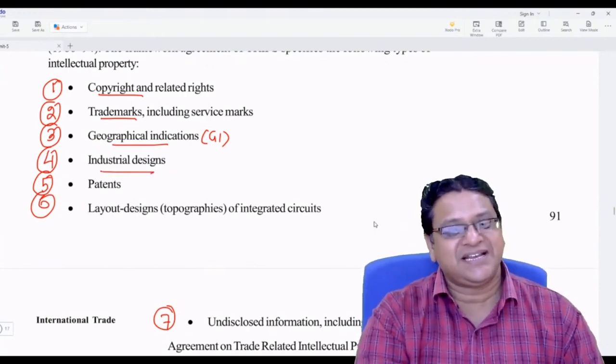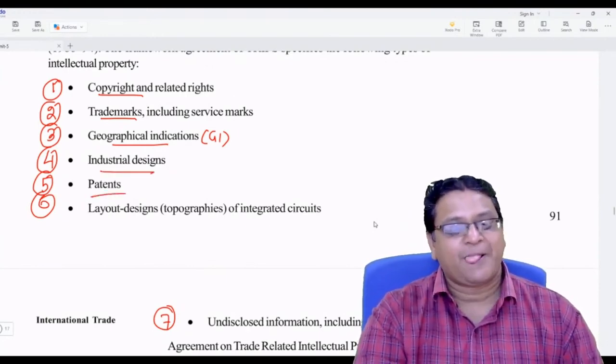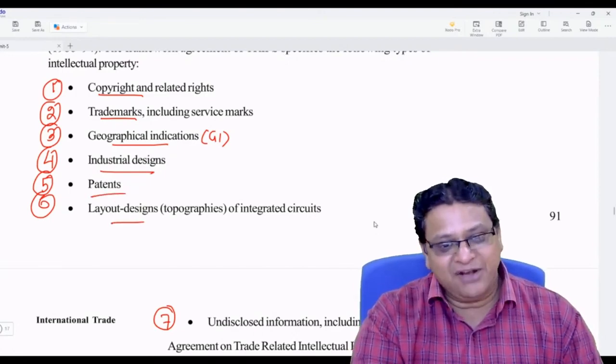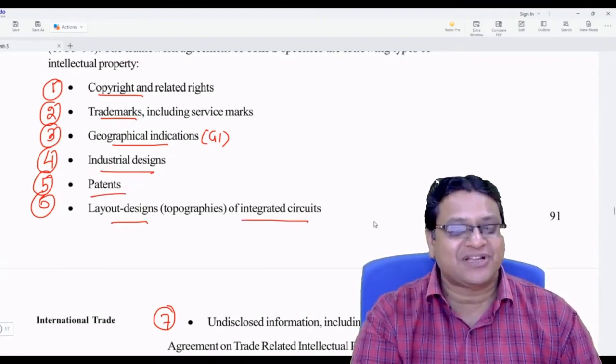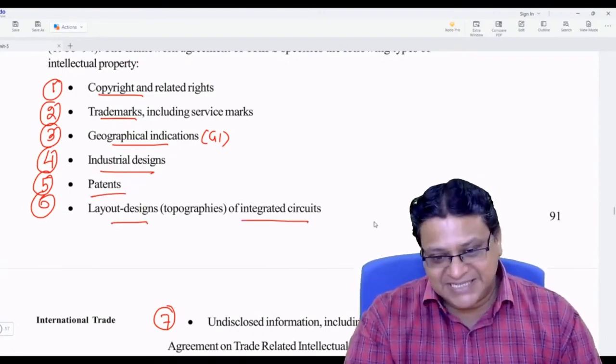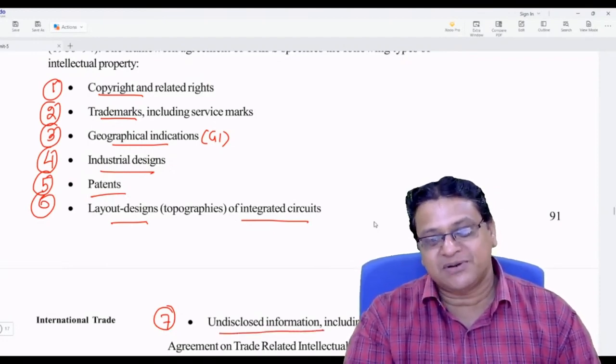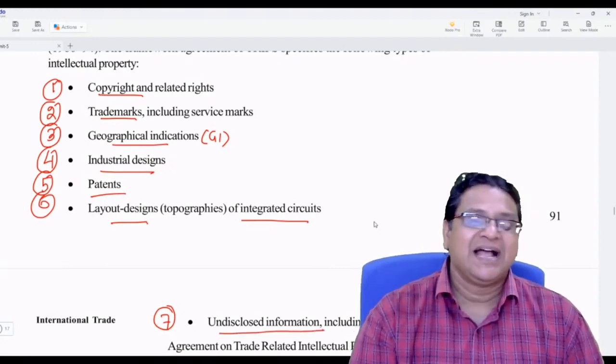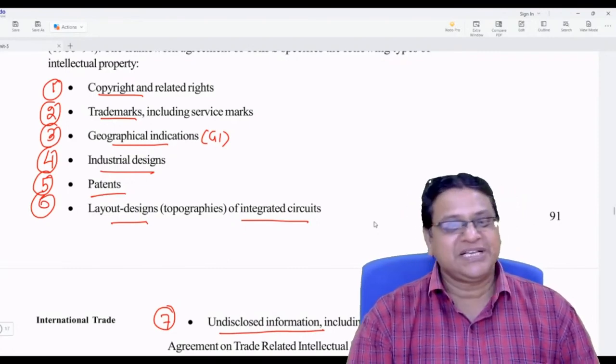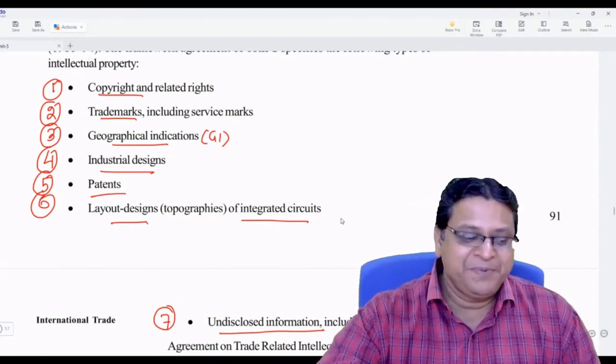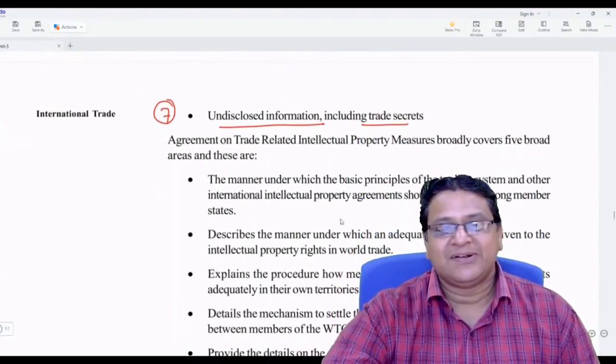Industrial designs, these are traded internationally. Patents are traded internationally. Layout designs of integrated circuits are traded. Trade secrets, undisclosed information including trade secrets, are traded internationally. So these are the 7 IPRs which are bought and sold internationally.